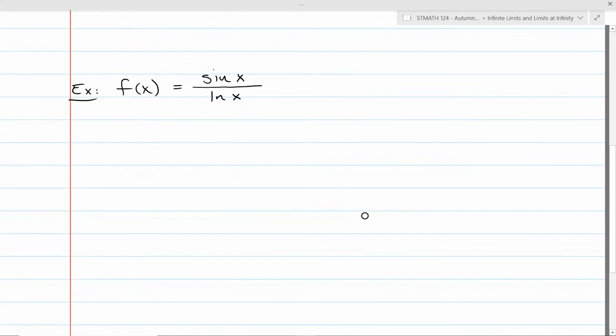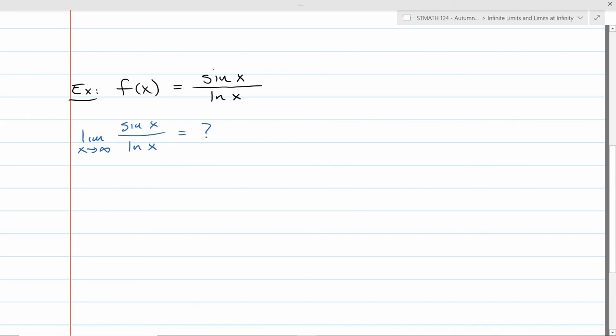Now this one, intuitively, I know it's going to go to 0. And here's why. Because the sine function just bounces up and down between negative 1 and positive 1, whereas the natural log function, if I'm letting x go to positive infinity, goes to positive infinity also.